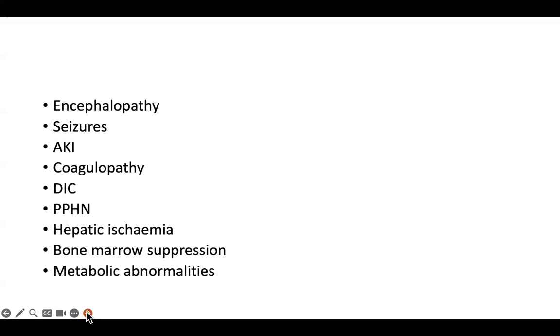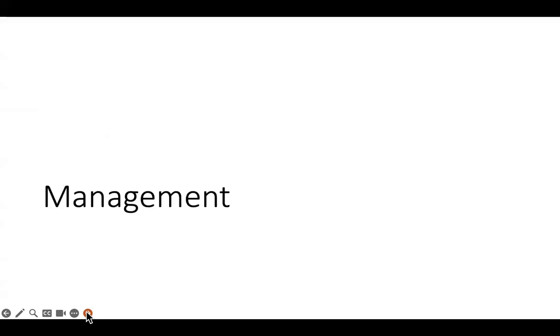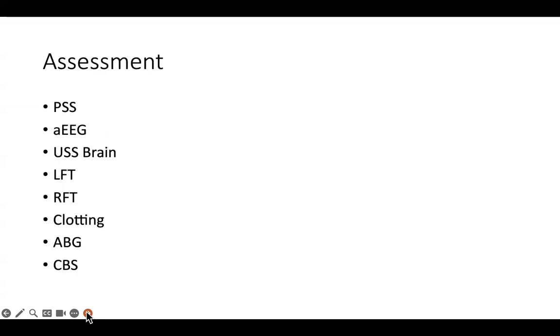Sudden hypoxia leads to increased pulmonary vascular resistance. We call it persistent pulmonary hypertension. The liver undergoes ischemia, so the ASTs and ALTs rise, and this leads to coagulopathy as well. The bone marrow gets suppressed, leading to thrombocytopenia, and there could be a lot of metabolic abnormalities which happen due to the whole process. Now let's go through the management.